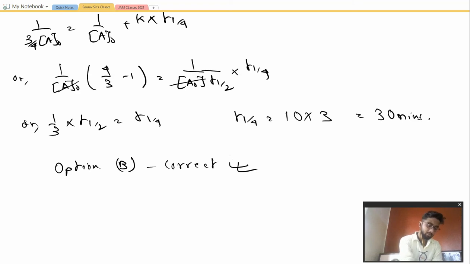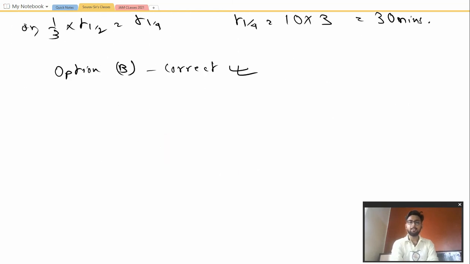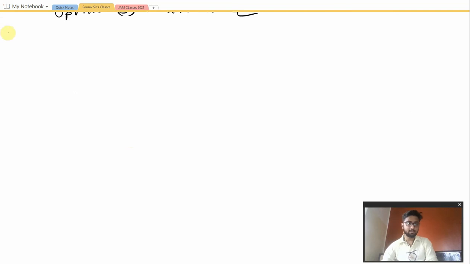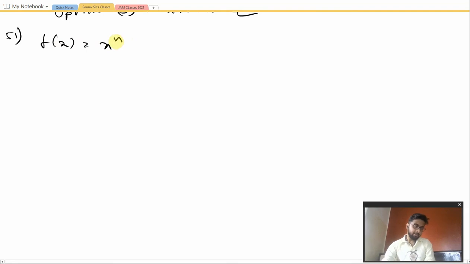Now moving on to the next question, which is a very short question, I guess. This is a kind of mathematics, quantum mechanics question, so you may just like it. Question number 51 says that f(x) is given to be x to the power n, where f(x) is the eigenfunction of the operator.